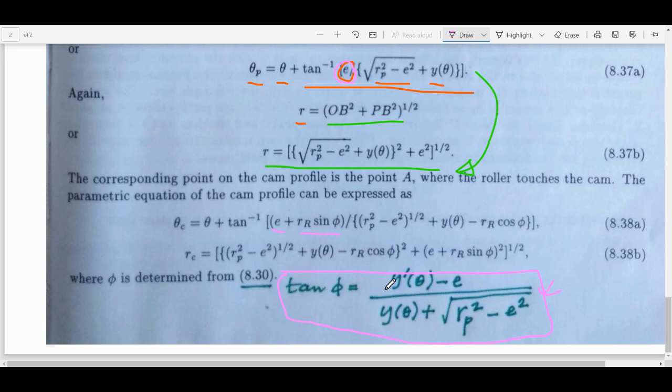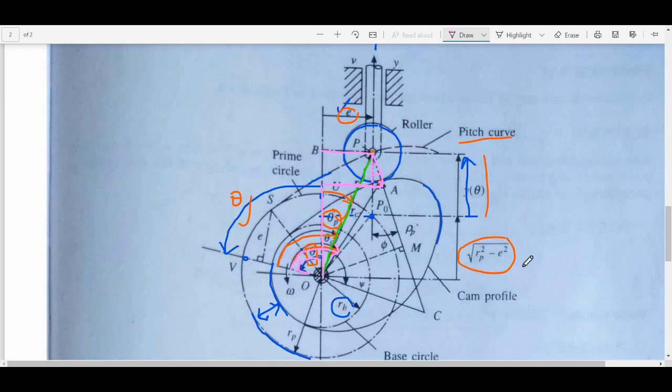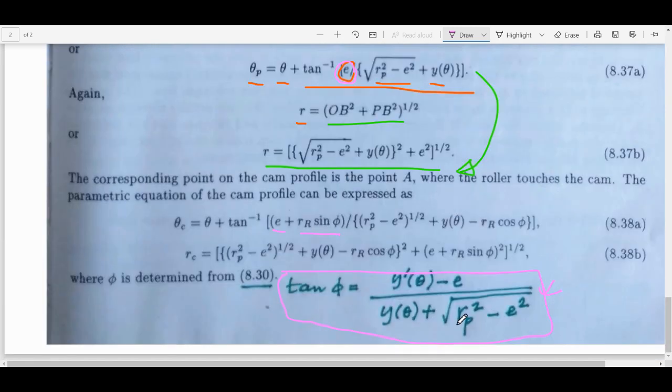Similarly, this distance, which was this one plus this one, from that we have to subtract now roller radius times cosine of pressure angle, and so here we have that square root distance plus y minus roller radius times cosine of pressure angle. That gives us theta c, that is a point on the cam profile. It is given in terms of this parameter theta. Phi itself depends on theta, y of theta in various ways.